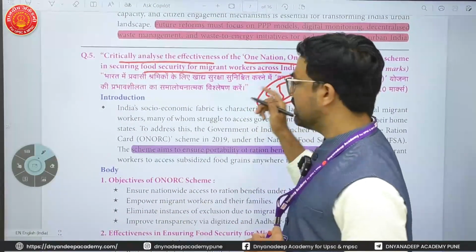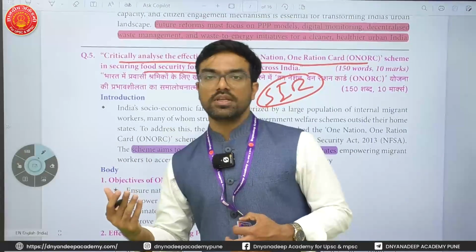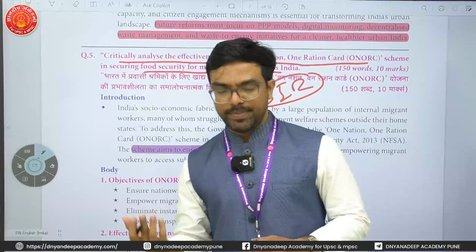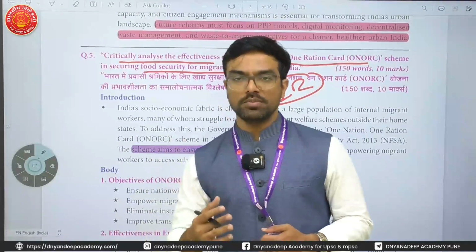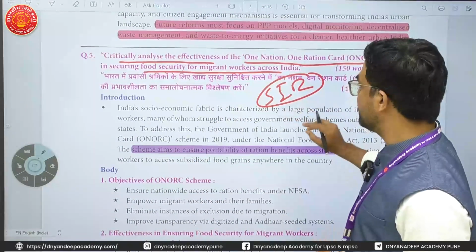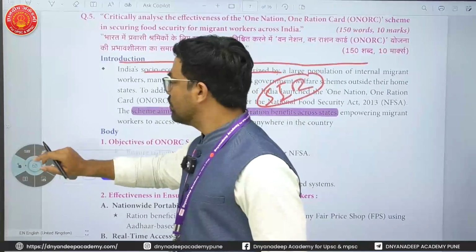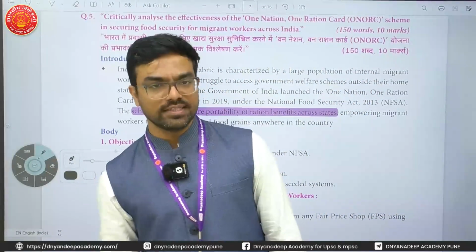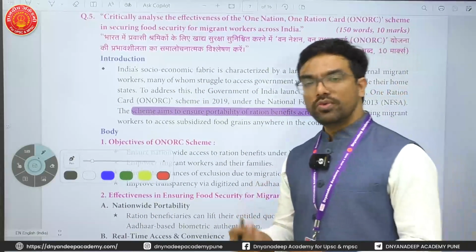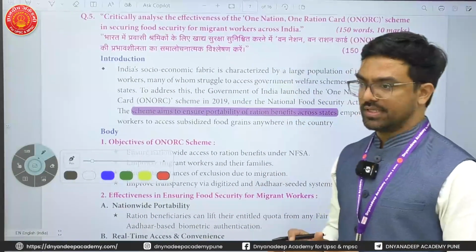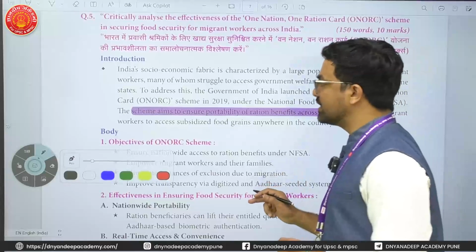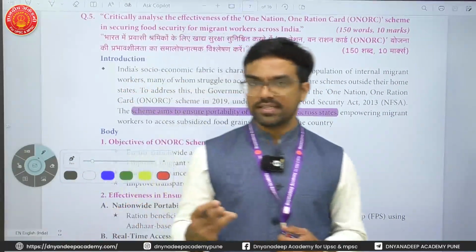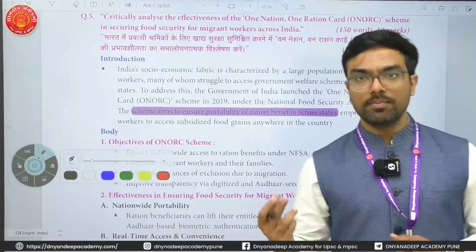That's why, and one of the major challenges of migrant workers is to access the PDS, because they are away from their homes. So this question is very important. Here the question is asking about the significance of the One Nation One Ration Card scheme in addressing food security issues of migrant workers. So in the introduction, we have to write what was the need for the One Nation One Ration Card scheme and what its aim or motto is.